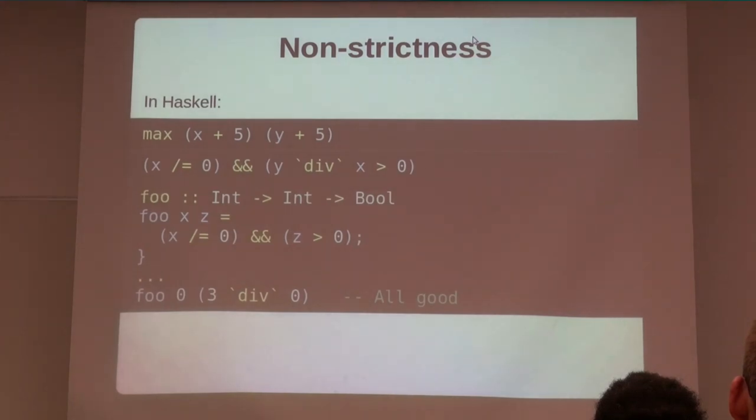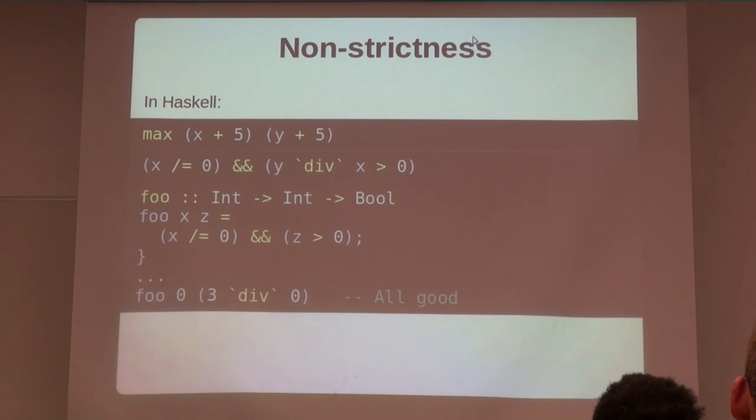So in Haskell, we could have a function max, and we could pass x plus 5 and y plus 5 to it, and that's fine. And the ampersand works in the same way. And we can write our foo function exactly the same. And in this case, we can pass the 3 div 0. We're talking about integers here, so this is integer division, which would give us an error. But because x is 0, it doesn't evaluate the right-hand side, or it doesn't need the value of the right-hand side.